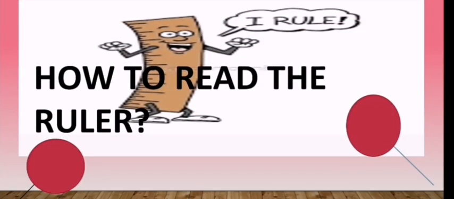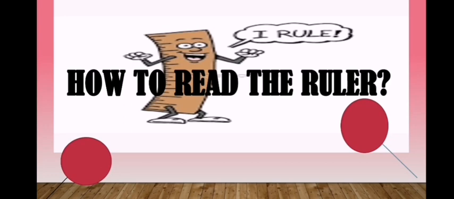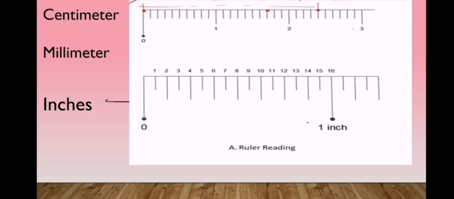Rulers are very useful in taking measurements. Most rulers have markings on two sides. One side is for measuring inches, while the other side is for measuring centimeters and millimeters. So here we have the inches and the centimeter and millimeter.